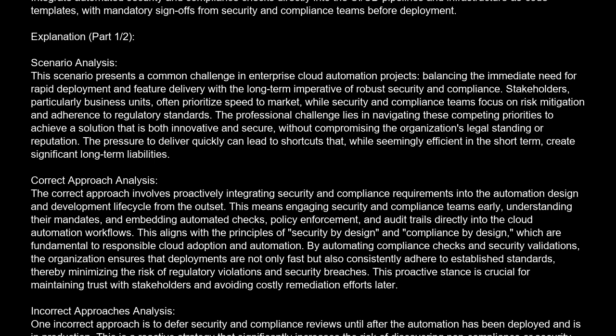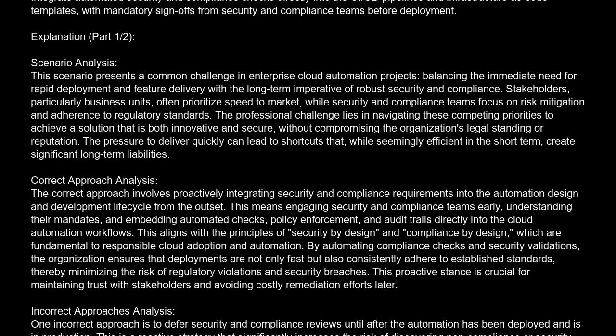liabilities. Correct approach analysis. The correct approach involves proactively integrating security and compliance requirements into the automation design and development lifecycle from the outset. This means engaging security and compliance teams early, understanding their mandates, and embedding automated checks, policy enforcement, and audit trails directly into the cloud automation workflows.